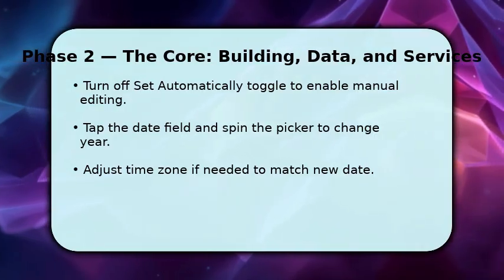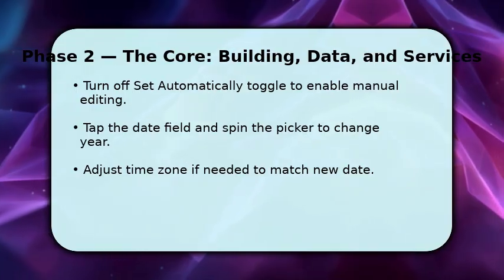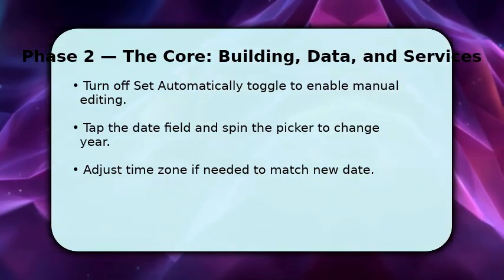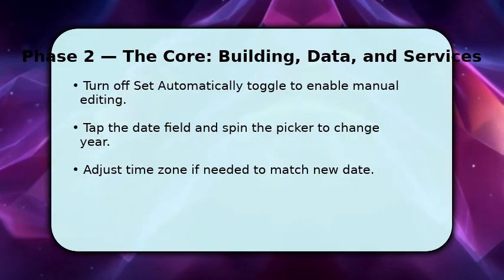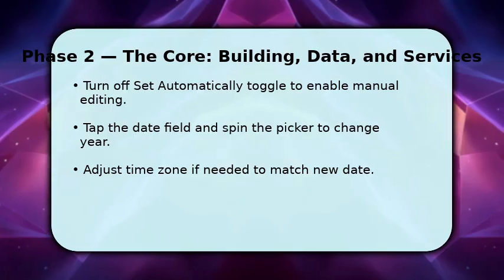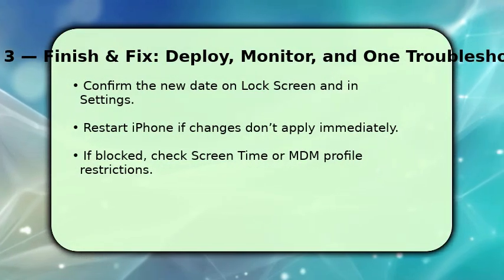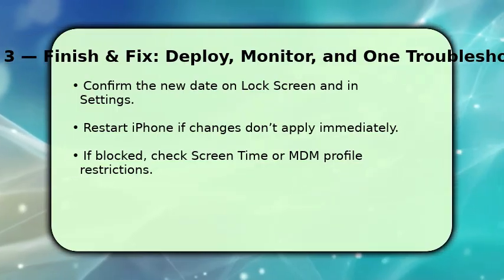Make sure to also check, and if necessary, adjust the time zone so the date aligns correctly. Time zones can shift the displayed day. Once the year is set, glance at the time to confirm no unintended changes happened, and then exit back to the home screen. After changing the year, lock the device, then wake it to confirm the new date shows on the lock screen and inside Settings.